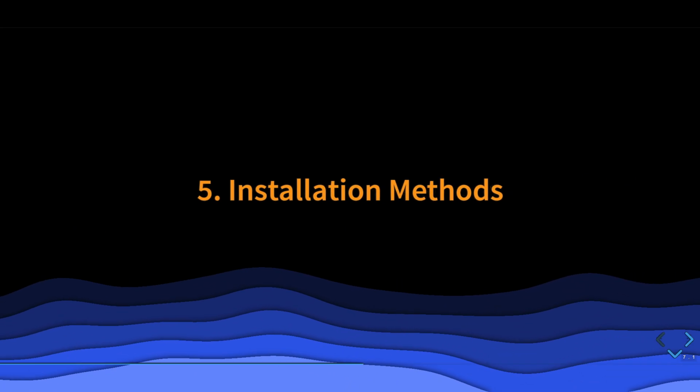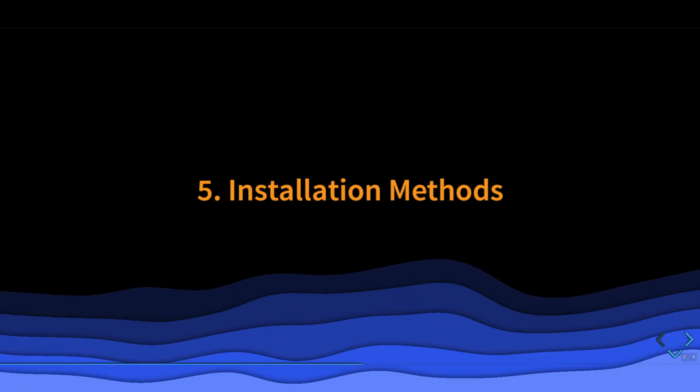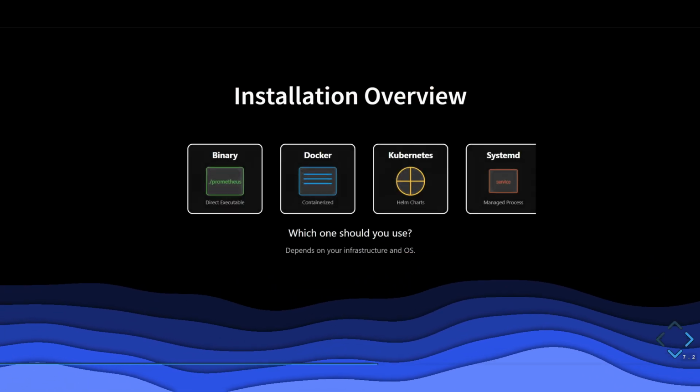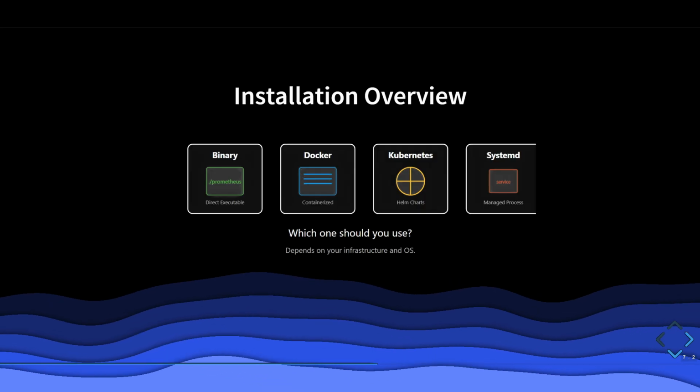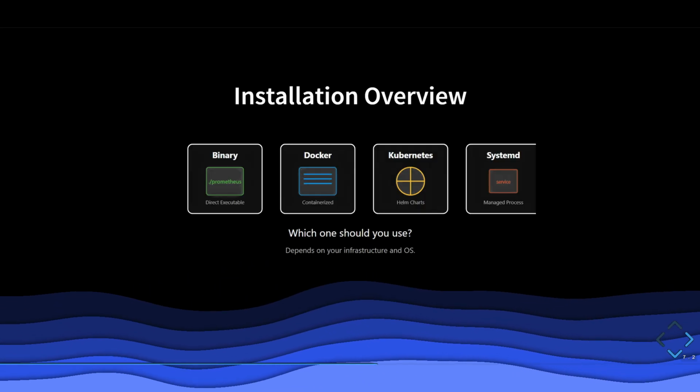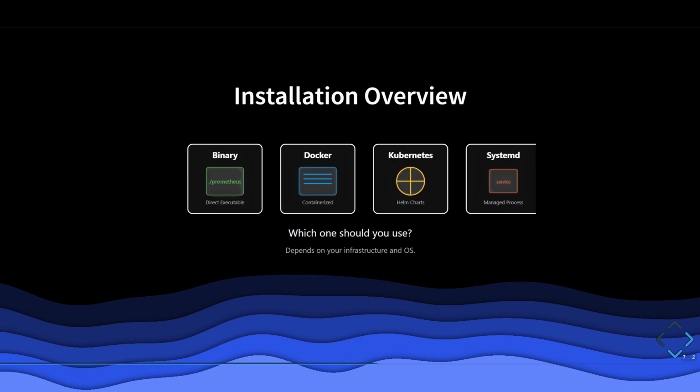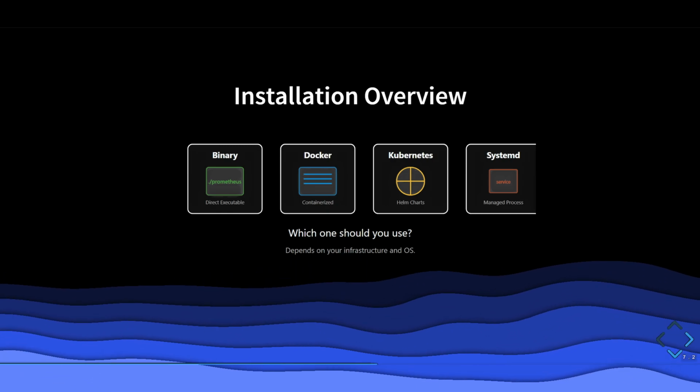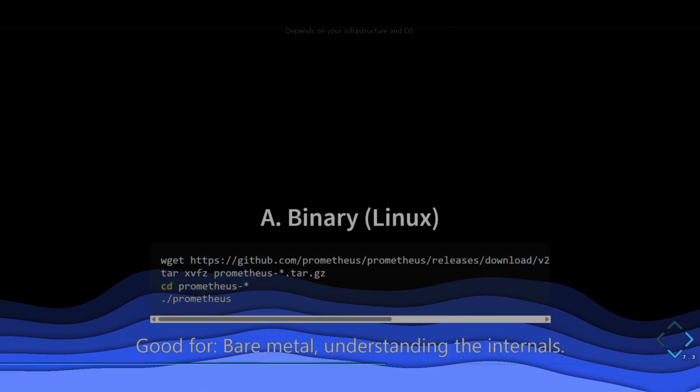Installation methods. Let's look at how to get Prometheus running. Installation overview. You can run it as a binary, in a Docker container, via Kubernetes Helm charts, or as a systemd service. The best choice depends on your infrastructure.